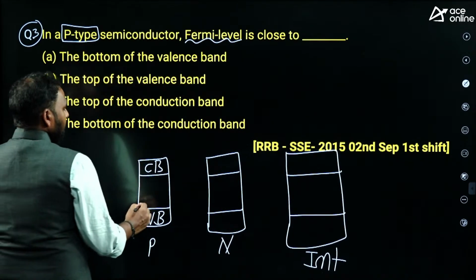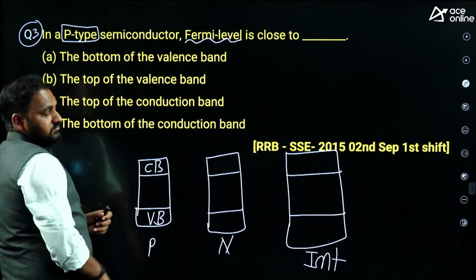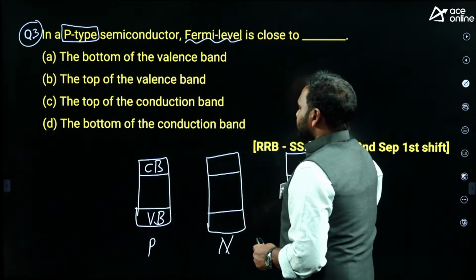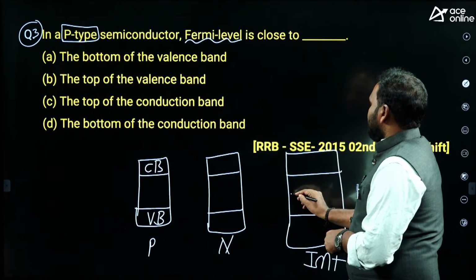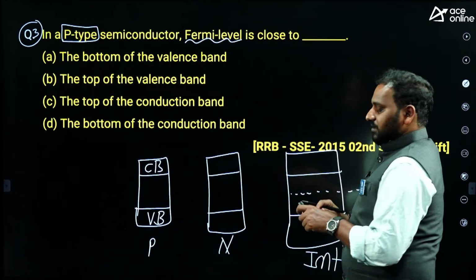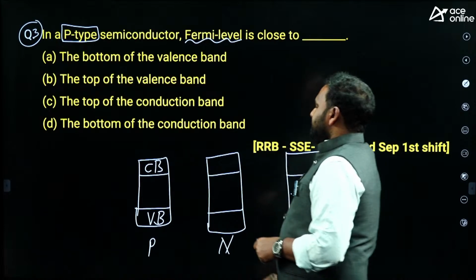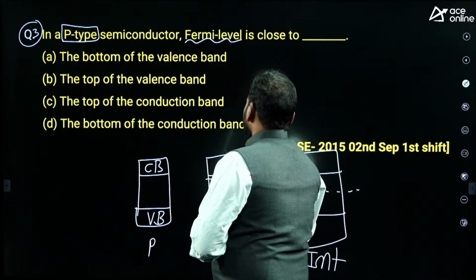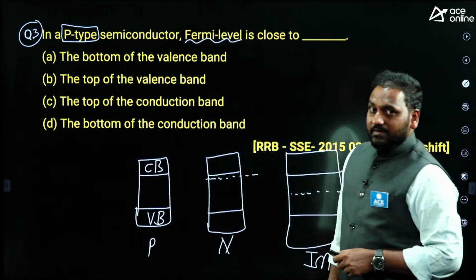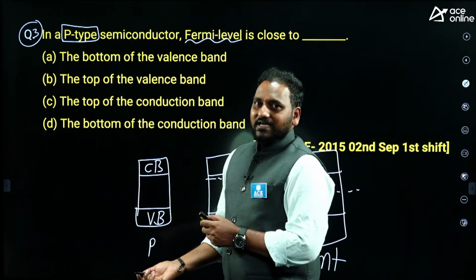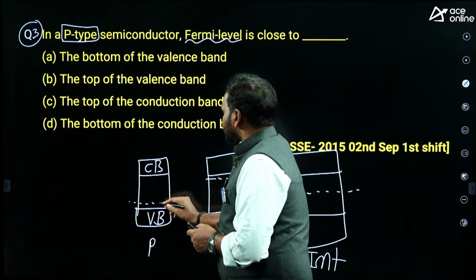For P-type material, intrinsic semiconductor I am giving you, okay, like this, exactly at the center of the energy band diagram. N-type semiconductor here. Do you remember this? N-type semiconductor. So, the last one, the leftover, you can guess it here. P-type semiconductor, right?